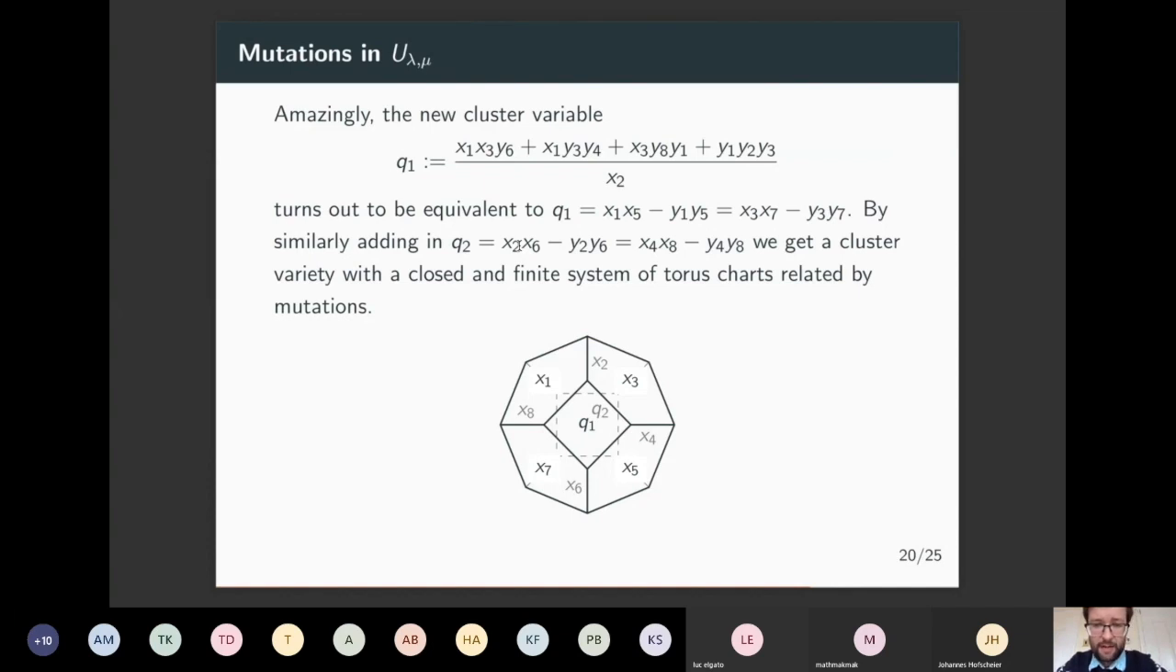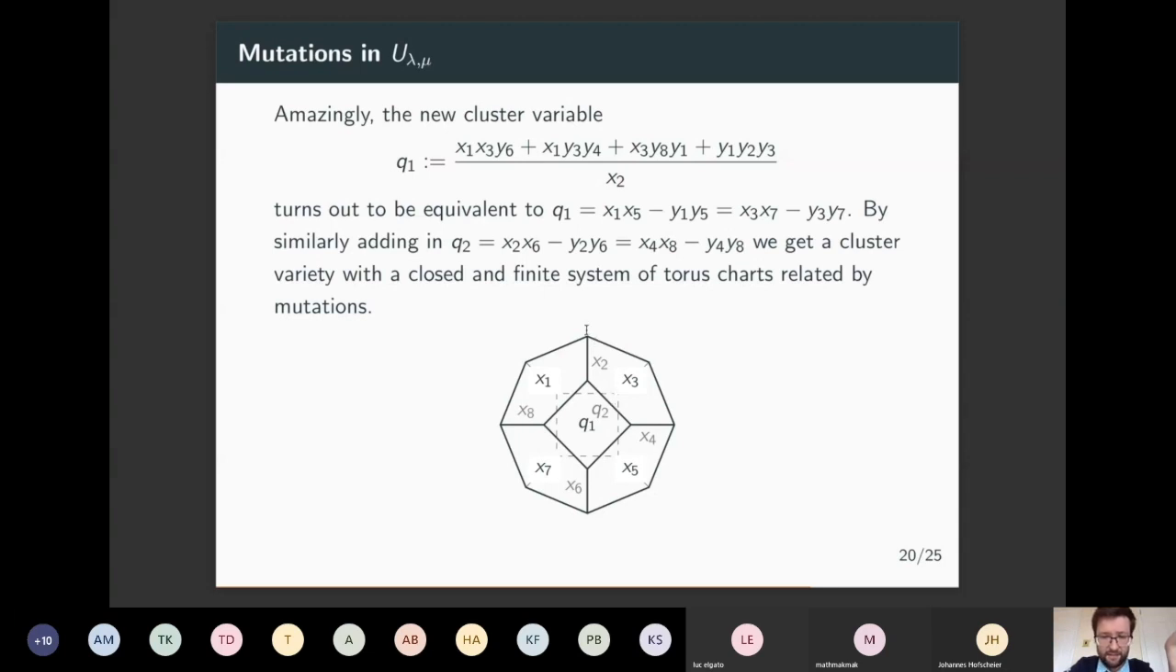and you work out what happens with all of these mutations, then you get a cluster variety. So the analog of a cluster variety, which has a very pretty exchange graph here. So essentially, I find 16 different torus charts or toric models that are related by mutations.